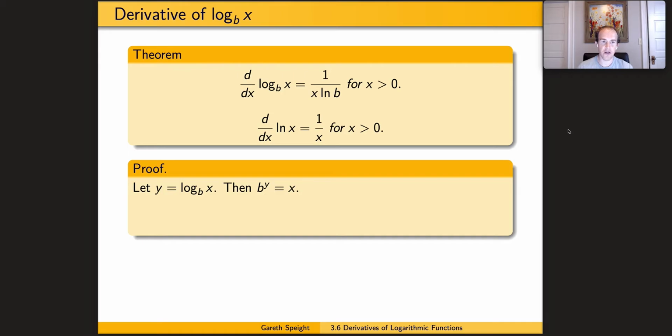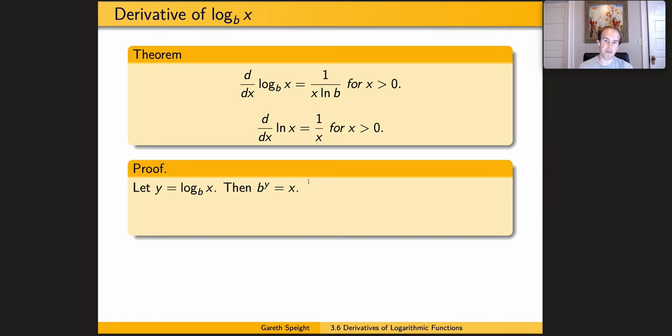And why is this true? For instance, if y is the logarithm of x to base b, we can rewrite that equation as b to the y equals x, right? Just using the fact that exponentiation and logarithm are inverse functions. And now we can differentiate both sides of this with respect to x using implicit differentiation, right?